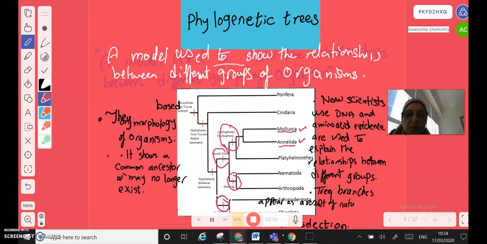While mollusk and platyhelminthes, these two organisms share a farther away ancestor. This is the ancestor that they share. Did you get the point? So by analyzing the model, you can show the relationship between different groups of living organisms.